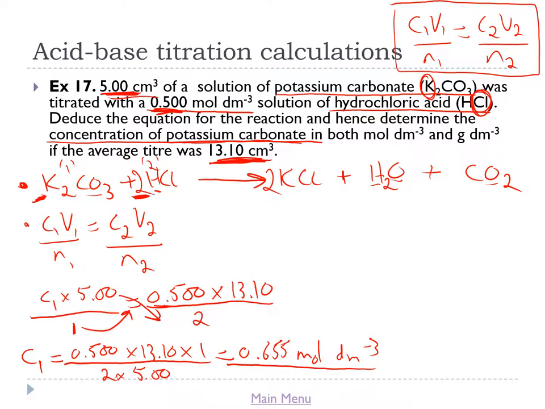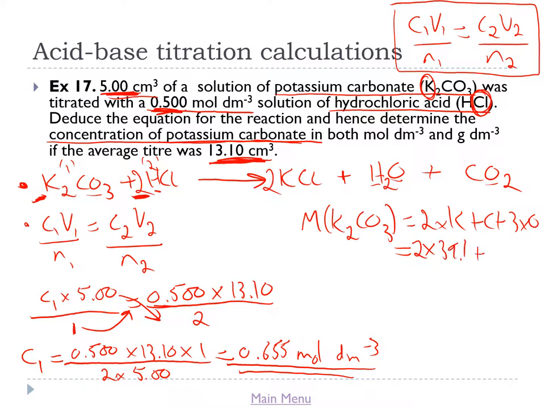We also need a mass concentration. So to do that, we're going to need to just multiply our molar concentration by the molar mass. So we're going to say M of K2CO3 equals 2 times K plus C plus 3 times O, which equals 2 times 39.1 for potassium plus 12 for carbon plus 3 lots of 16 for oxygen. That comes to 138.2 grams per mole.